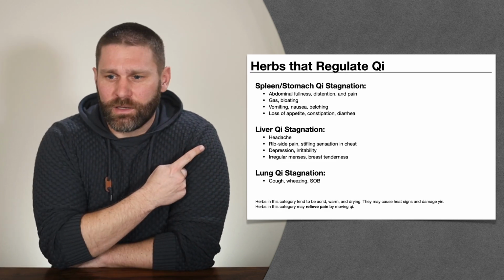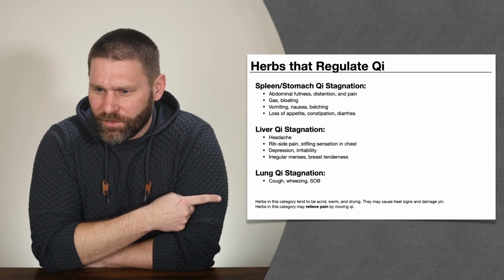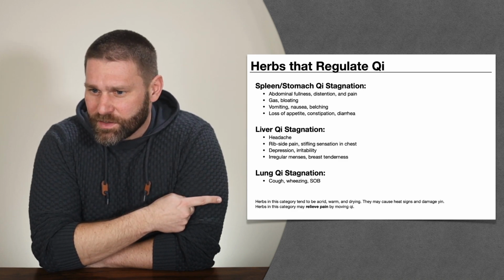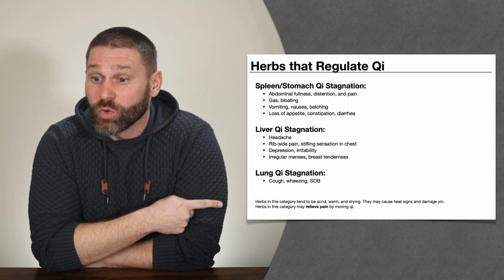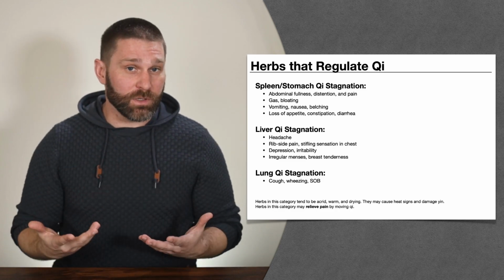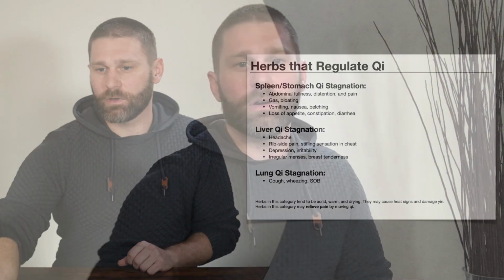And this is just a repeat of that slide, but I wanted to remind myself to mention that herbs in this category tend to be warm, acrid, and drying, so be careful about that. But also, herbs in this category may relieve pain by moving qi. So maybe you've heard of this saying in Chinese, bu tong zi tong, tong zi bu tong, which means where there's lack of free flow, there's pain. Where there's pain, there's lack of free flow. So it's kind of like stagnation equals pain.